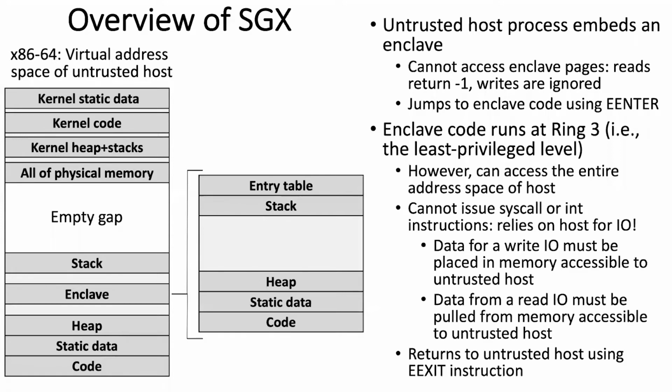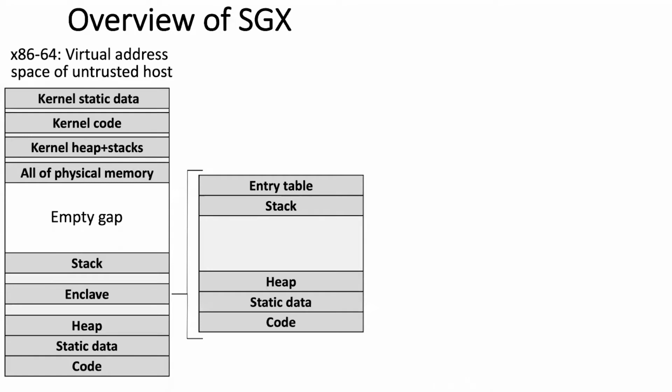Second, it's noteworthy that the enclave runs in ring 3, which is the least privileged level, but it has access to the entire address space of the host process. But it cannot issue syscalls. So for that, it has to rely on the host. So for example, for write IO, all the data must be placed in memory accessible to the untrusted host. Similarly, for read IO, all the data must be pulled from memory, which is again accessible to the untrusted host. And then in order to switch out of an enclave, the hardware invokes the EEXIT instruction.